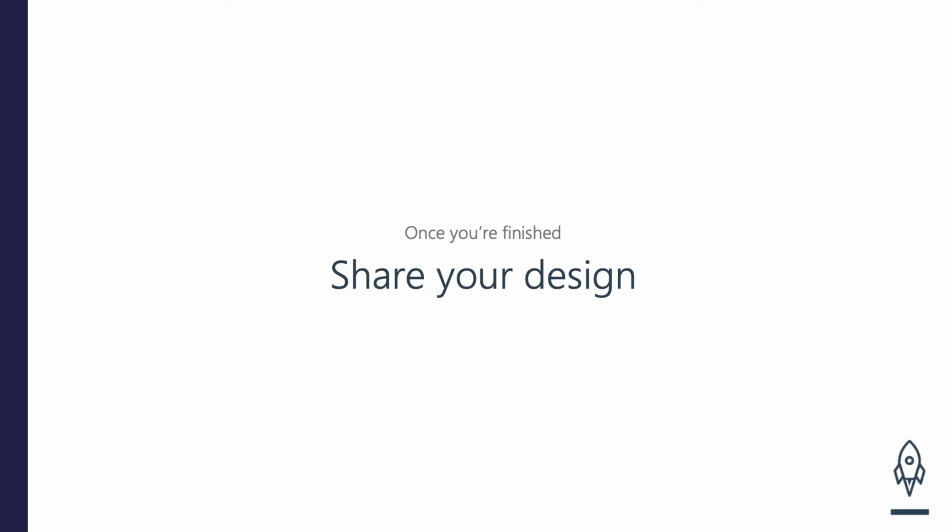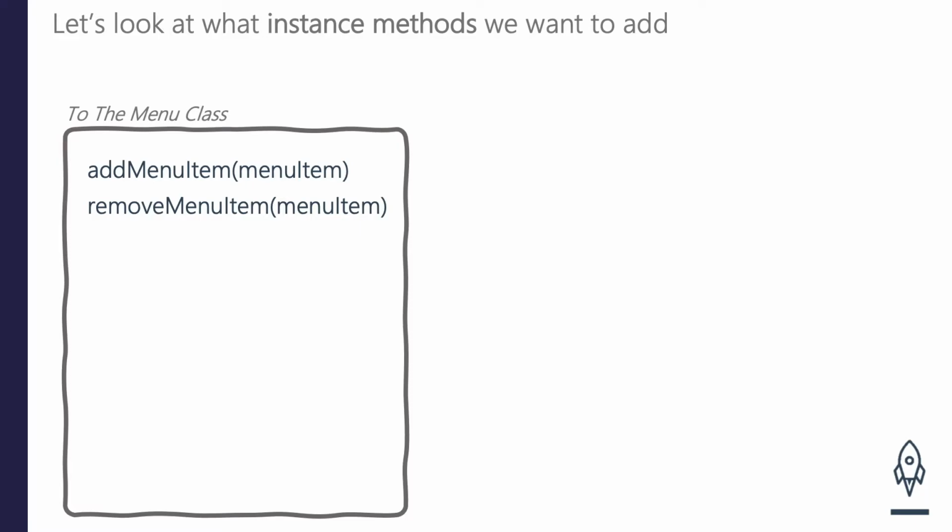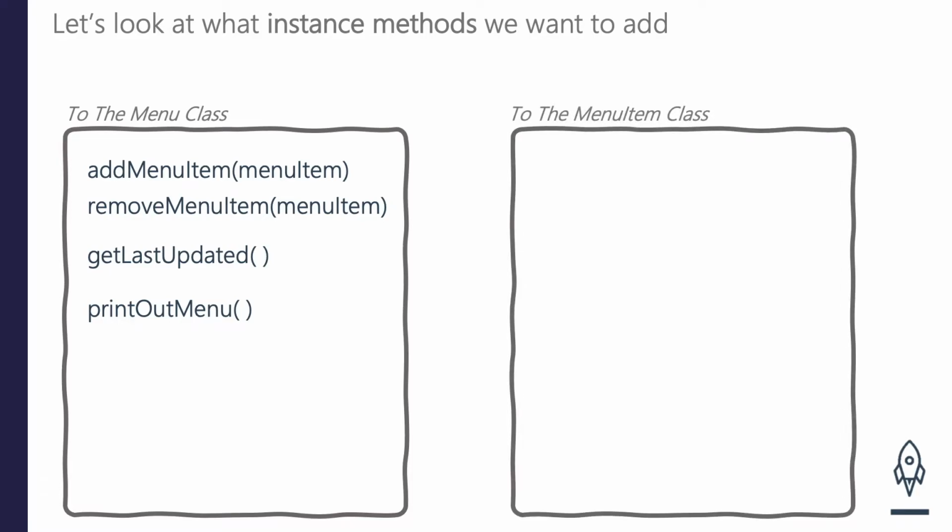Once we have shared our design and come to a common conclusion, we put our finished product down on paper. In this case, in the menu class, we're going to have the add and remove menu item methods that both take in a menu item as a parameter, our getLastUpdated method, and then our print out menu method. Over in the menu item class, we're going to be implementing that isNew method that returns true or false, then our print out menu item method, and then finally that isEqual method that takes in a menu item as a parameter. So this is what we're going to be going forward with when we implement this into our Java code.